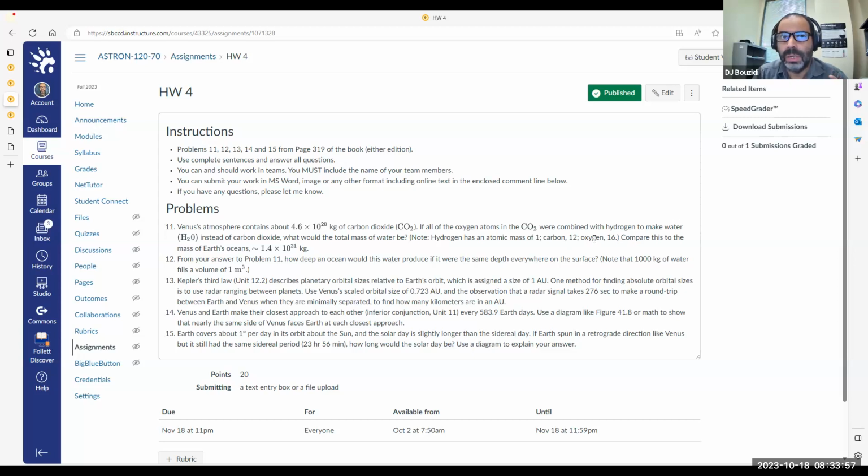So that's problem 1. It also tells you to compare that number to the known value for the amount of water in the oceans on Earth, which is 1.4 times 10 to the power 21. We'll see that we'll get a smaller number than that.